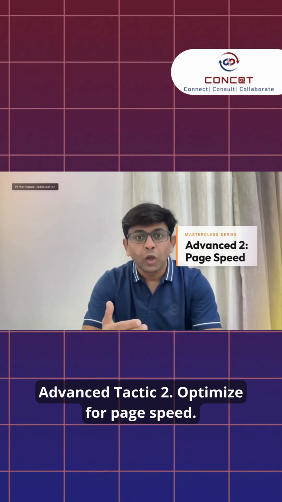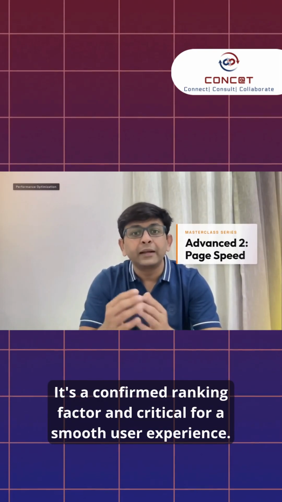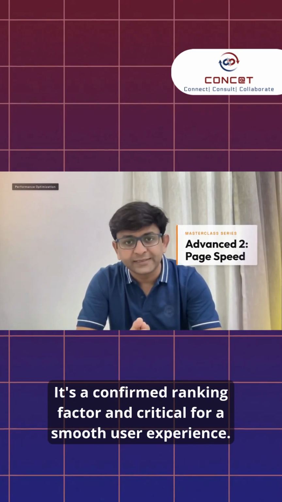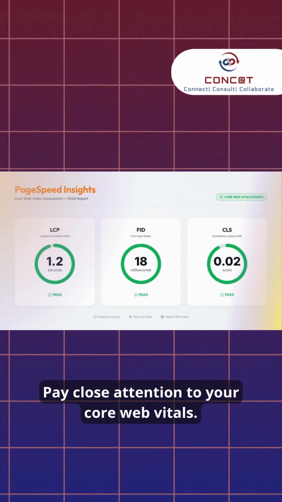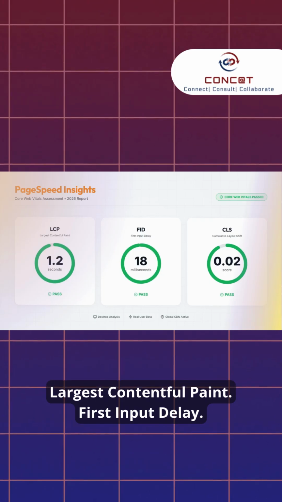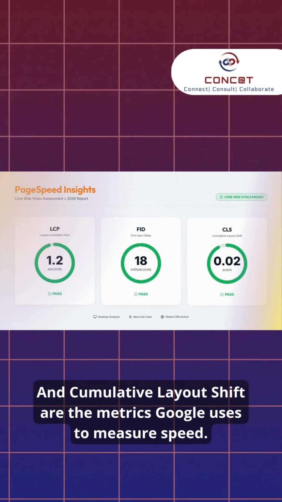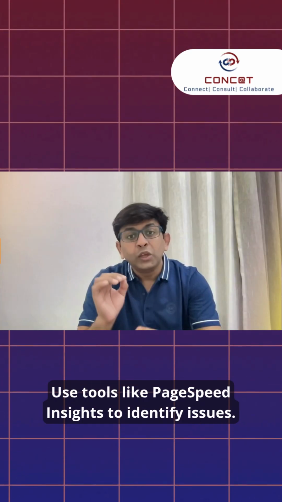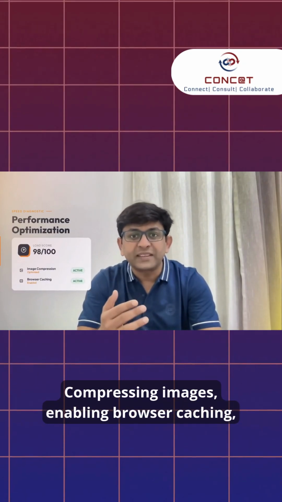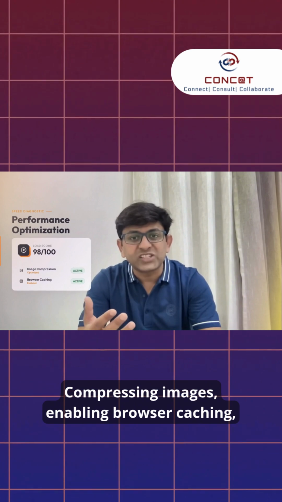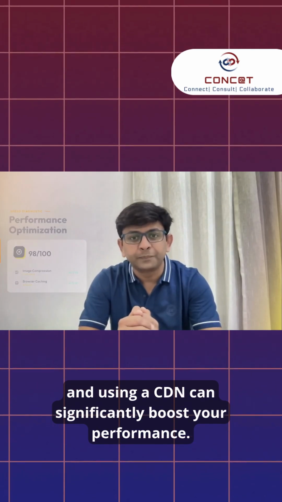Advanced Tactic 2. Optimize for page speed. It's a confirmed ranking factor and critical for a smooth user experience. Pay close attention to your core web vitals: largest contentful paint, first input delay, and cumulative layout shift are the metrics Google uses to measure speed. Use tools like Page Speed Insights to identify issues. Compressing images, enabling browser caching, and using a CDN can significantly boost your performance.